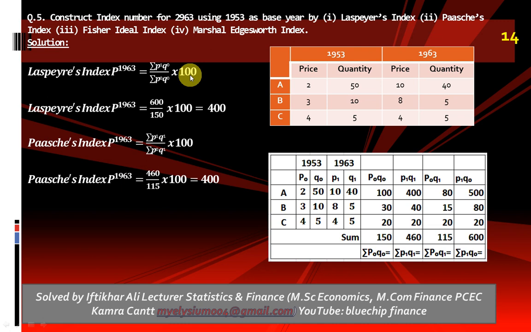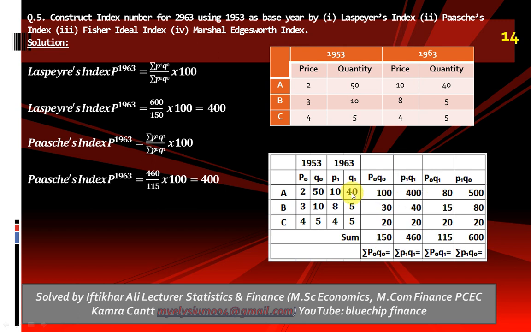We need four calculations: sum of P0 Q0, P1 Q1, sum of P0 Q1, and sum of P1 Q0. Price of base year or first year is P0, quantity of first year is Q0, price of current year is P1, quantity of current year is Q1. Those are represented here. And just take the multiplication P0 Q0, 50 multiplied by 200, 10 multiplied by 330 and so on, sum is 150.